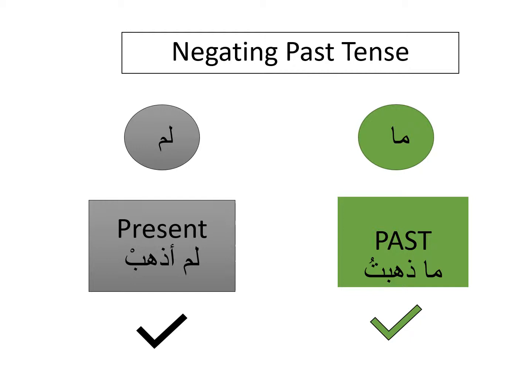In Arabic, both of them are correct. But if you want to use ما, follow it by past tense. If you want to use لم, follow it by present tense. And both of them are correct ways to negate past tense.